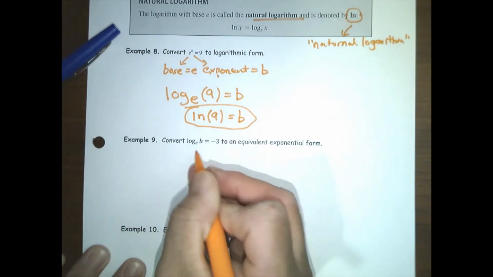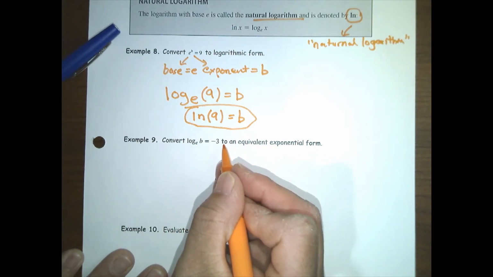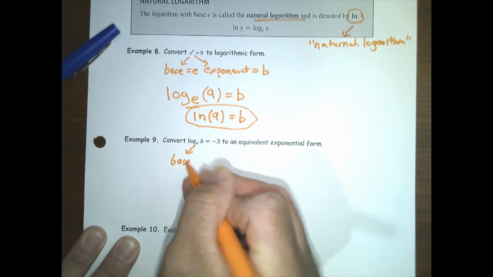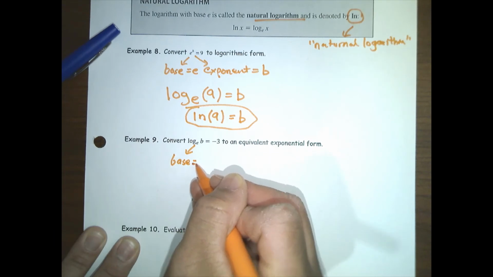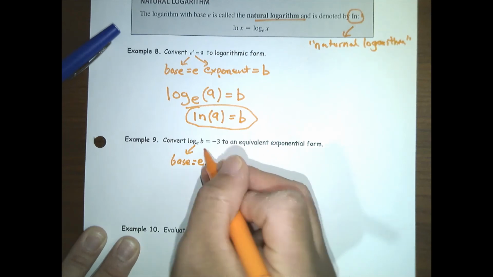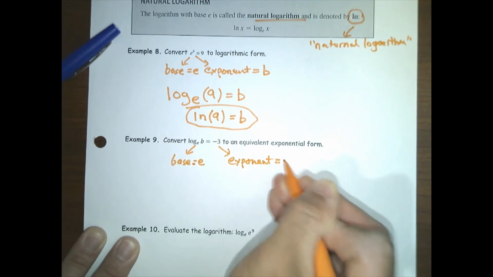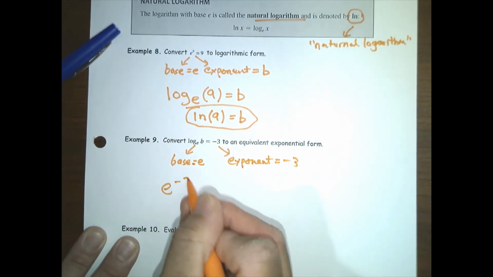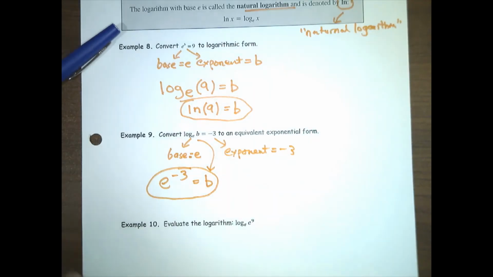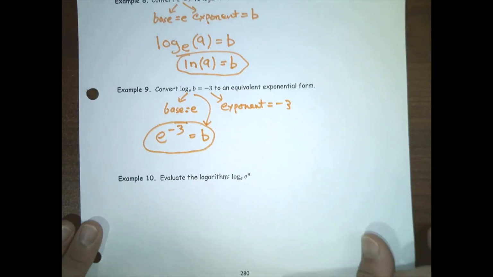All right, let's convert log base e of b equals -3 to an equivalent exponential form. The base is going to be e, and the exponent is going to be -3. So we have e to the -3 is equal to whatever the argument is. So e to the -3 power is equal to b. All right, let's try again.